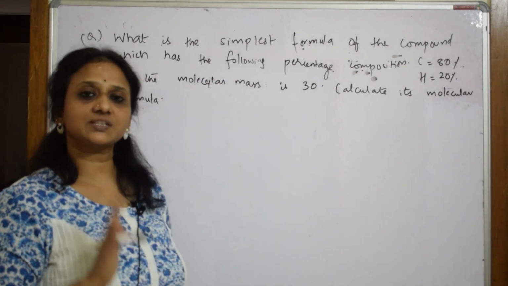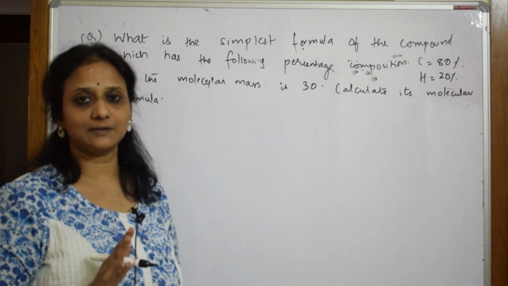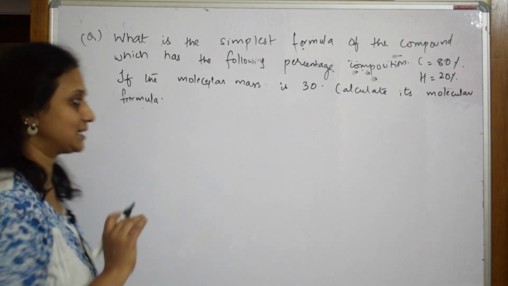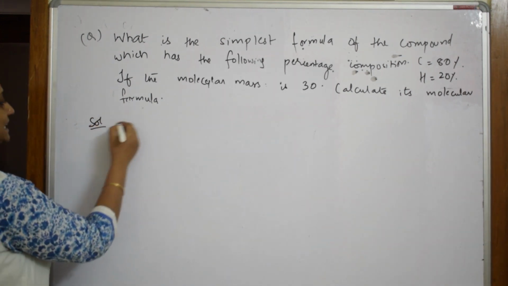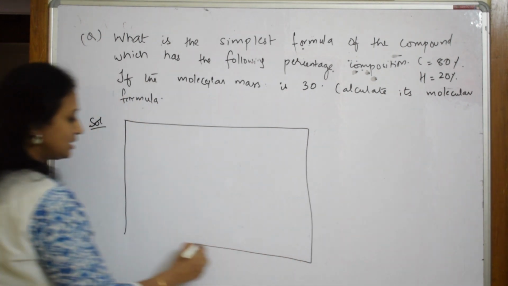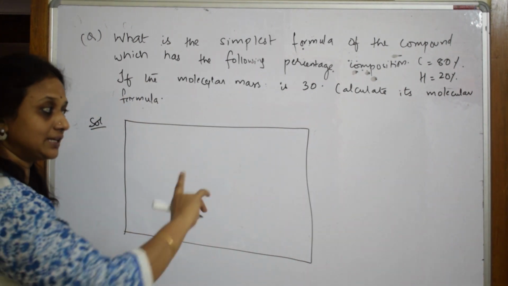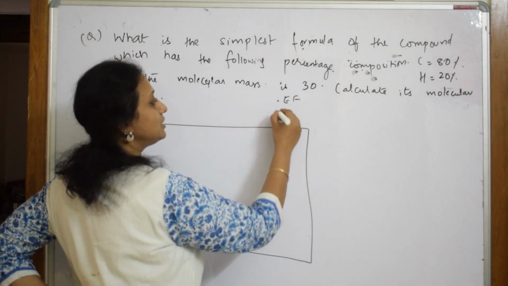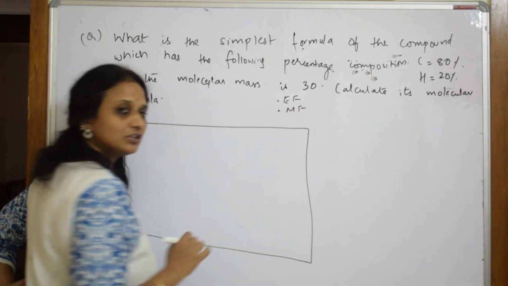So first of all, your step 1 should be calculation of empirical formula. Step 2 should be calculation of molecular formula. Let's start. First of all, let us make a tabular column. As I said, always first important thing, find out empirical formula, then go to the molecular formula. Let us write that. First finding out empirical formula, then finding out molecular formula.